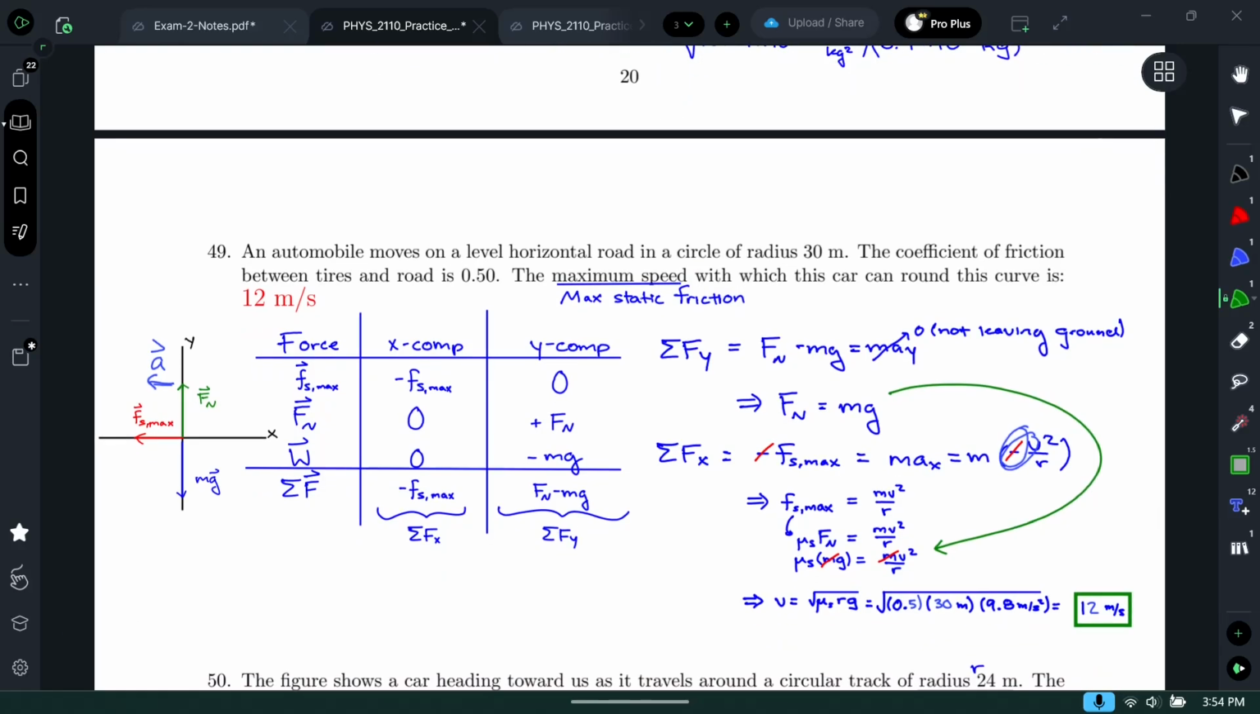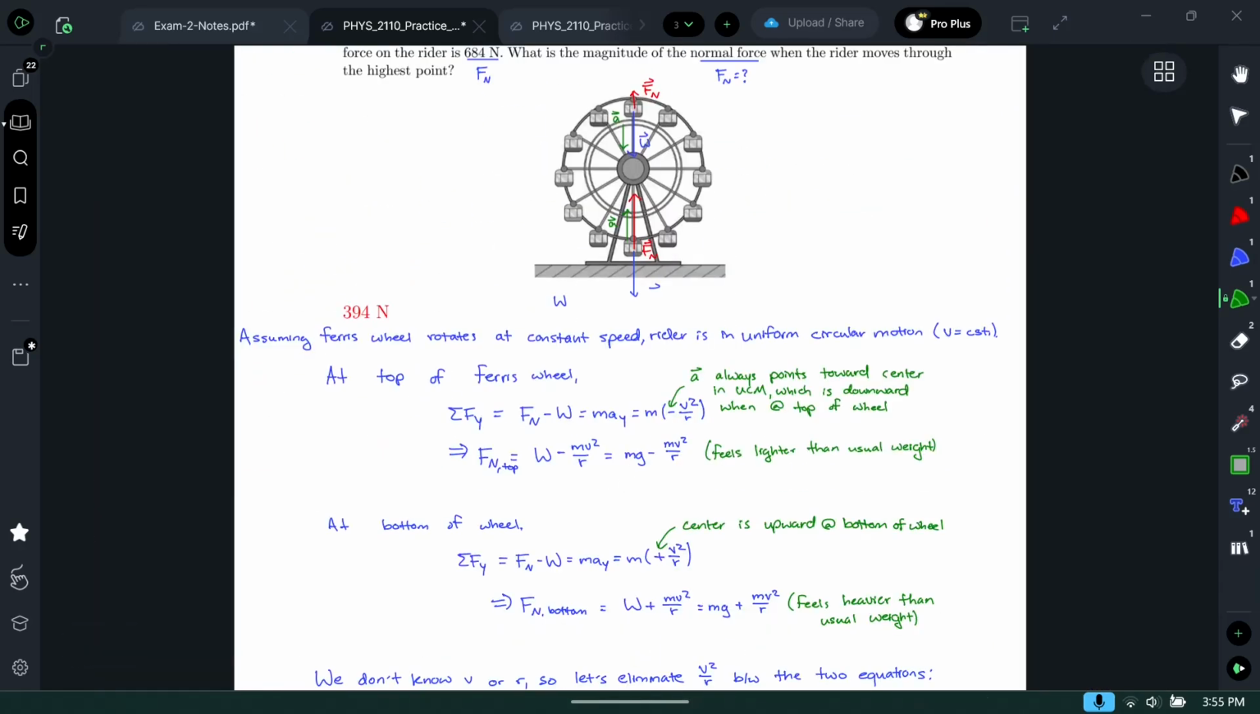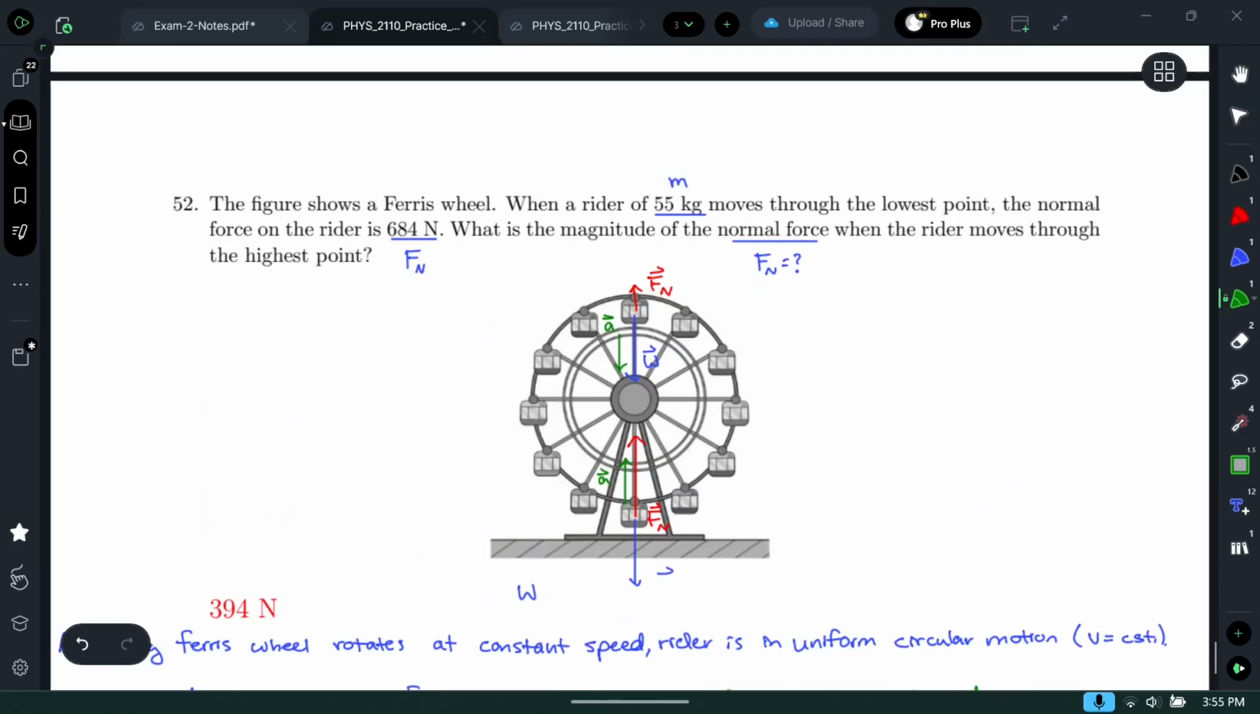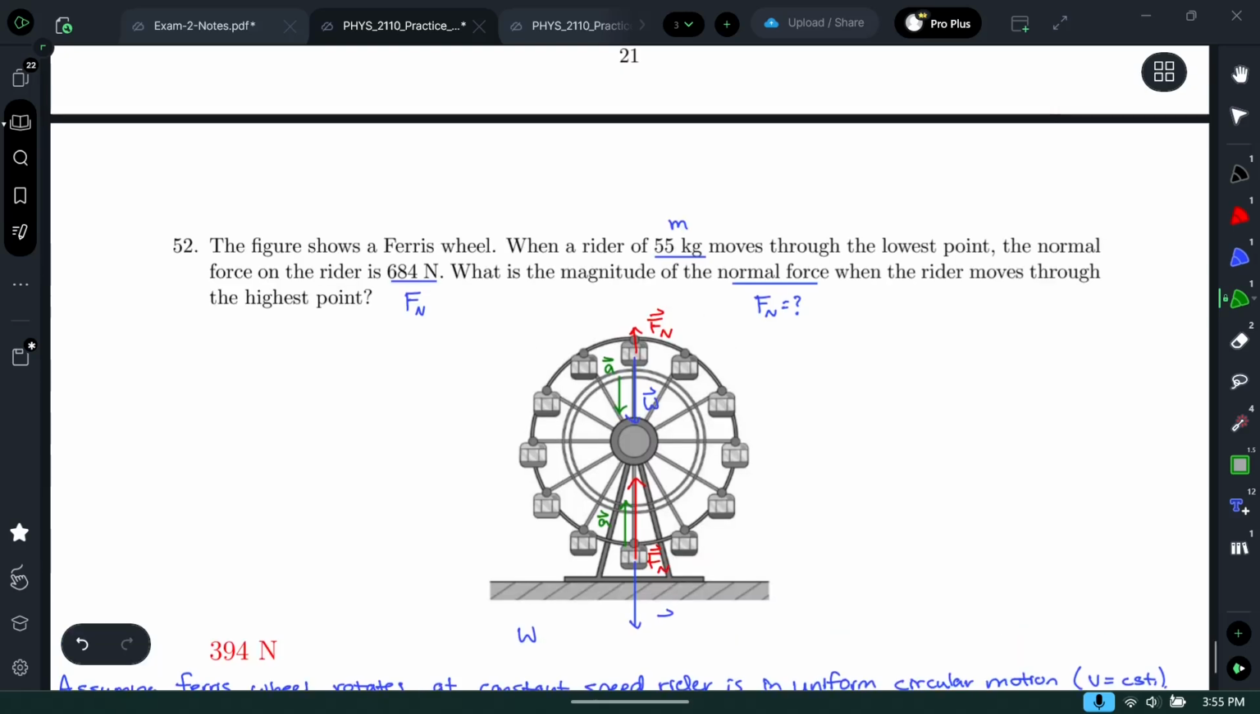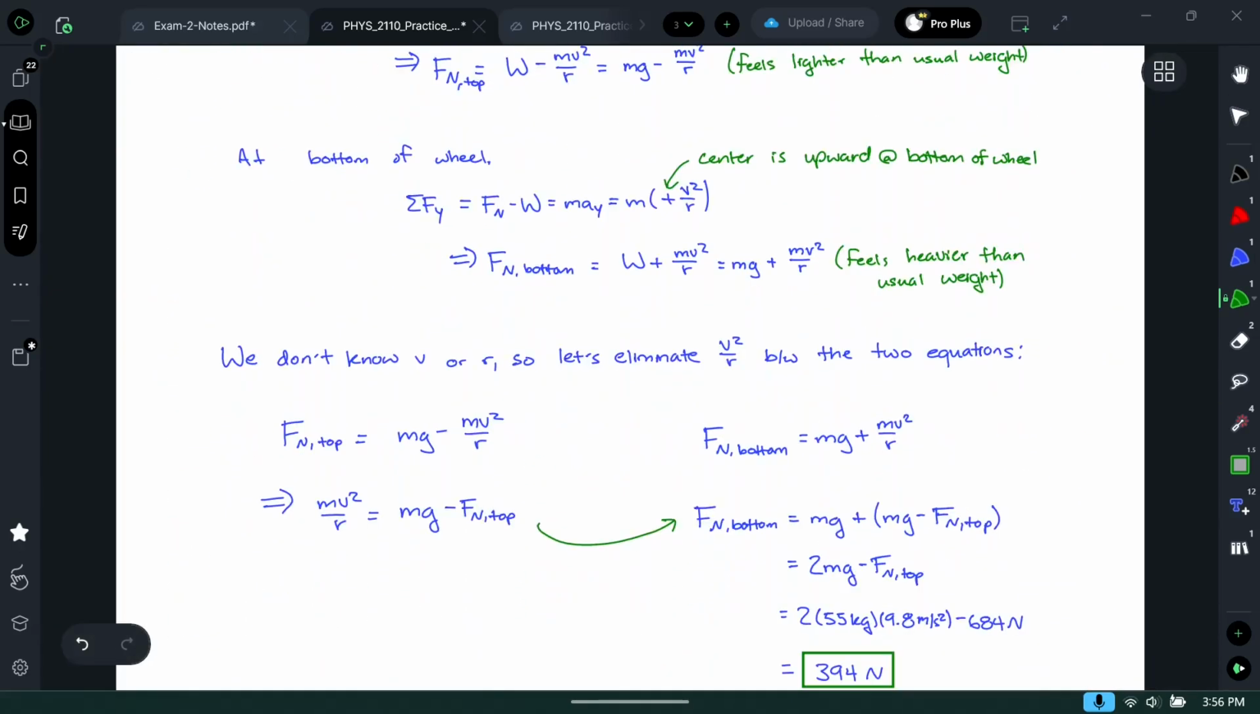For number 52, why are we plugging in Fn top when we were trying to solve for that one? We don't know it, but we know Fn bottom. It seems as if we are solving for Fn bottom, which we already know. Should we be solving for Fn top? Okay, so let's see. This question is, we've got a rider moving on a Ferris wheel. What's the magnitude of the normal force when he rides through the highest point? So we're trying to find Fn top. That might be a good question.